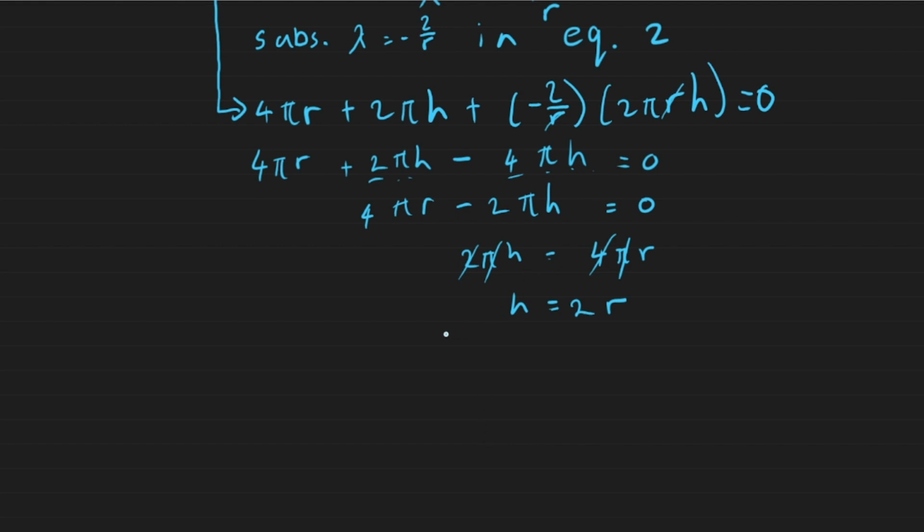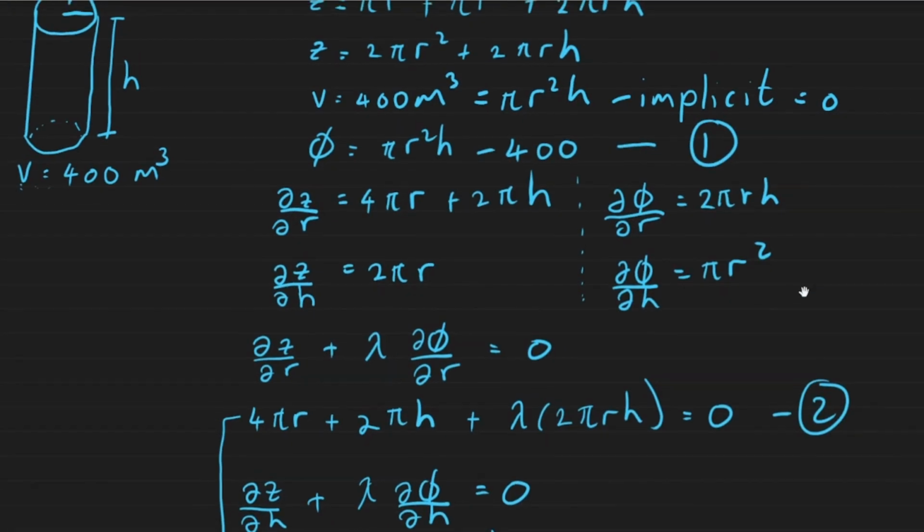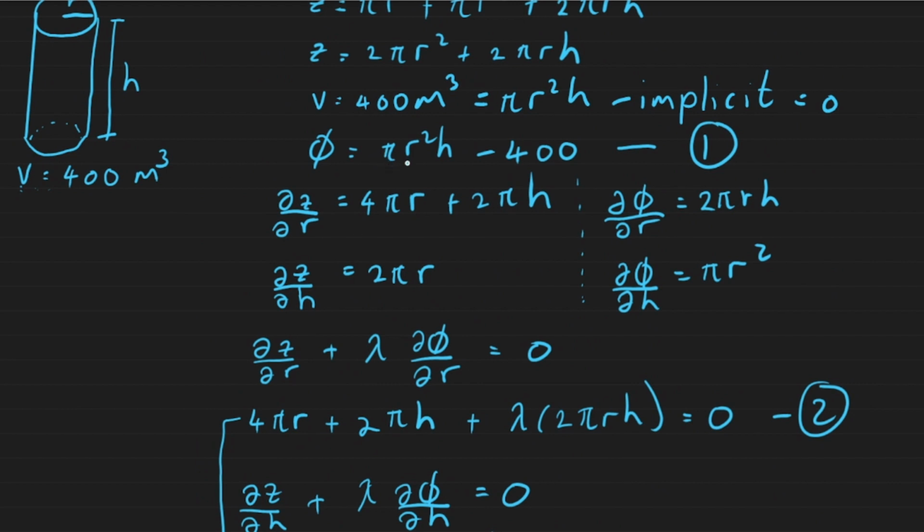So the last thing to do is to substitute h equals 2r into equation 1, and that will give us the actual dimensions. Let's just remind ourselves what equation 1 is. It is just the constraint that we said, pi r squared h is equal to 400. And remember that this is equal to 0.